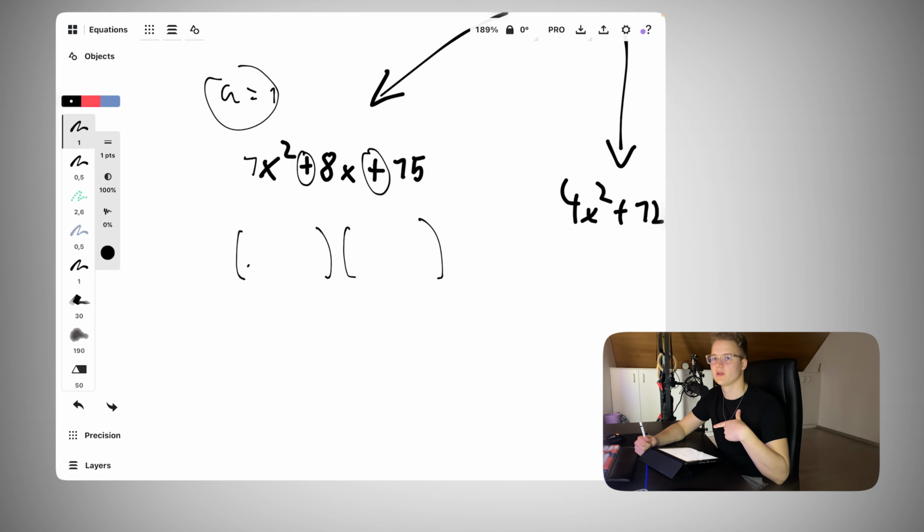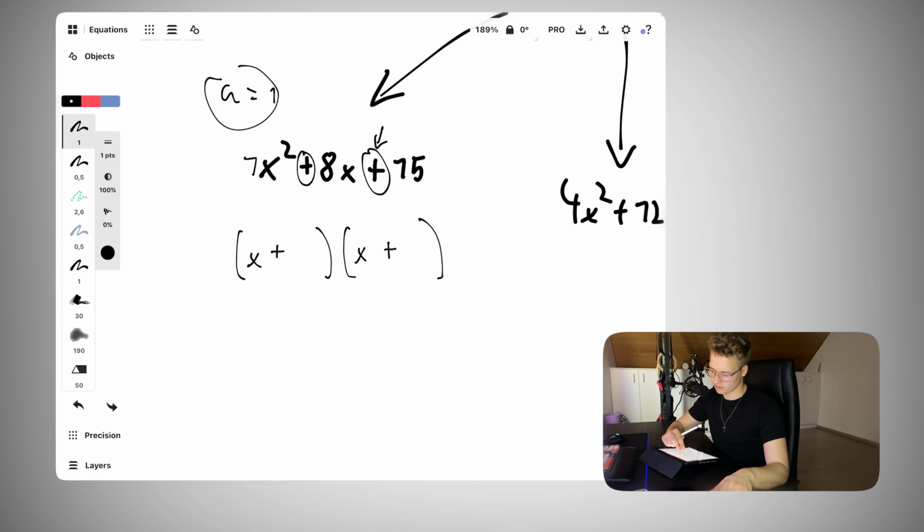So x squared has 1 next to it. Okay, so we're gonna start with x on each side here, and then if the second sign, so the one next to the number that has no x's, is positive, then either both of these are going to be positive or both of these are going to be negative.